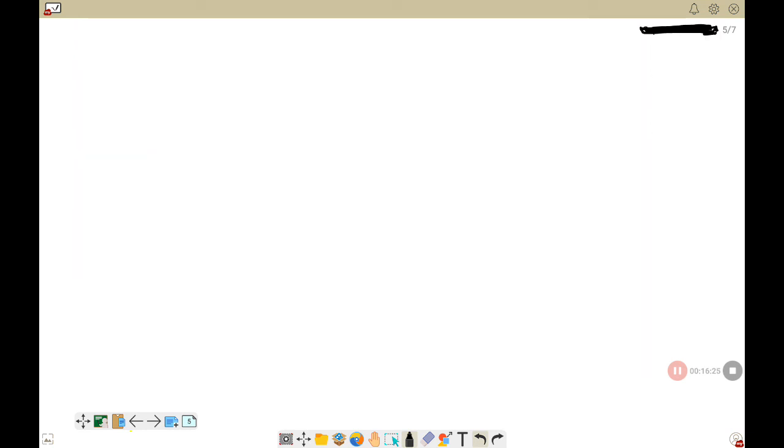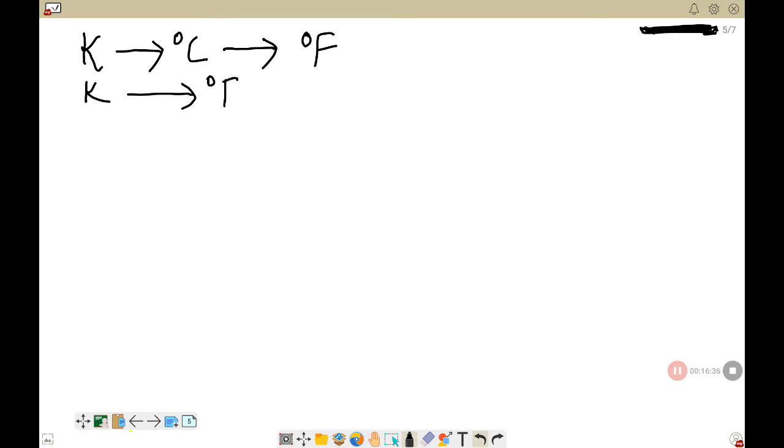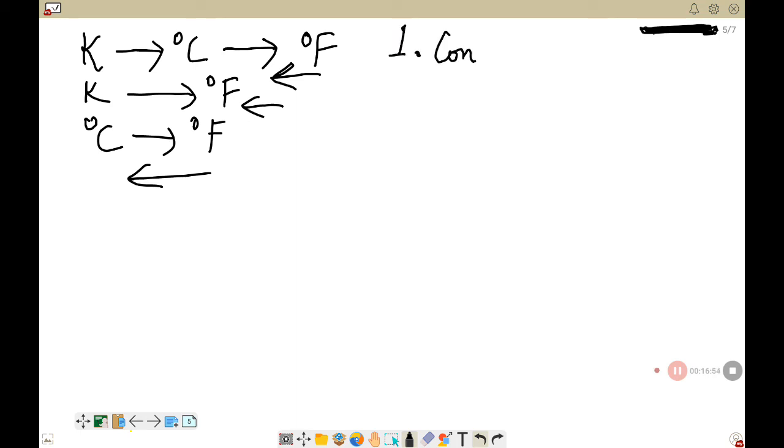Okay, now how to convert the temperature from one scale, that is from Kelvin to degree Celsius, from degree Celsius to degree Fahrenheit, or from Kelvin to degree Fahrenheit, or vice versa, in the reverse order, how we can convert. Alright, so for this you have some formulas. Please take a note of this formula. Number one is conversion. Okay, please note this in your copy. Okay, please take a note of this.